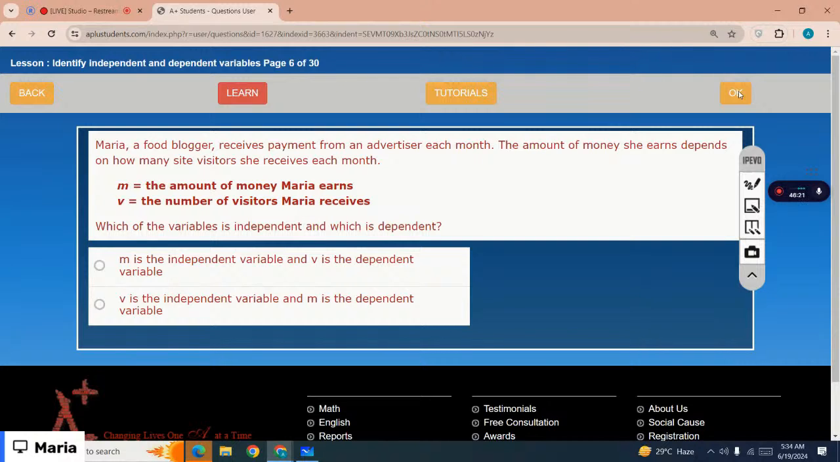The correct option is amount of money is dependent on the amount of visitors. So M is the independent variable and V is the dependent variable. Okay, you can complete the lesson by yourself later today. Let me just move on to the next lesson.